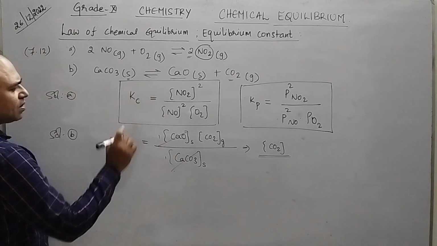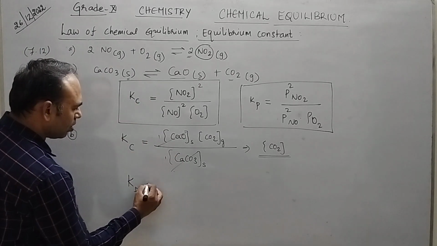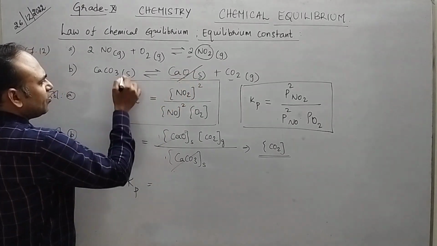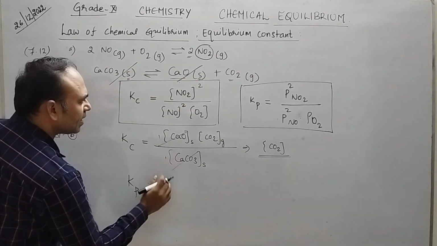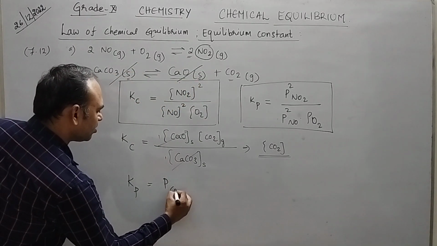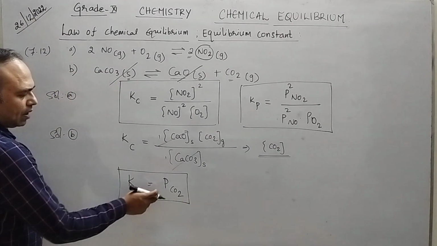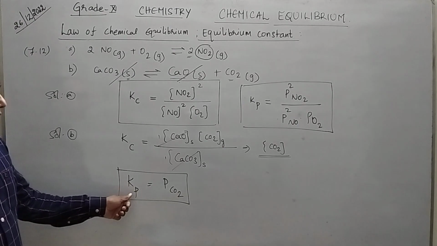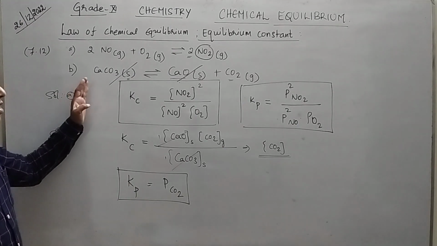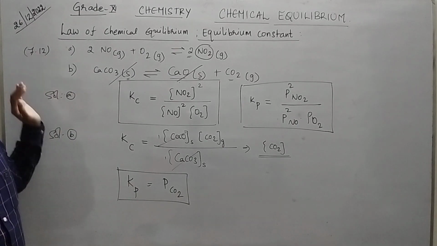Now what will be the Kp value? Kp also you can take the same way. Solid we don't consider, hence we can simply write it as the partial pressure of CO2. So this is the expression for equilibrium constant in terms of partial pressure. Hope we have understood this. Now let us move to 7.13.